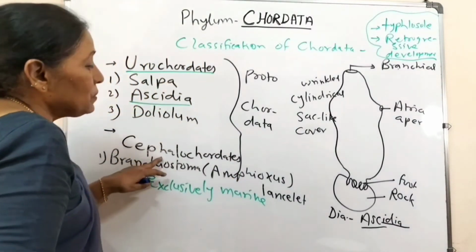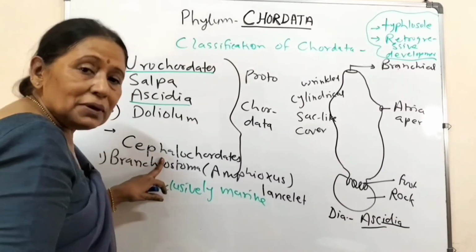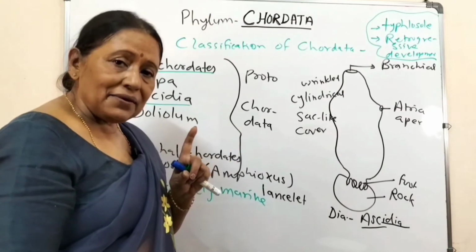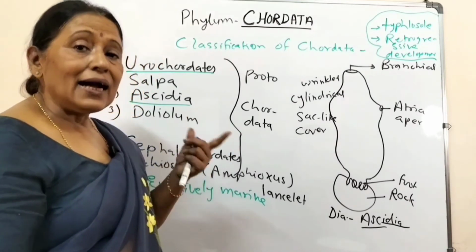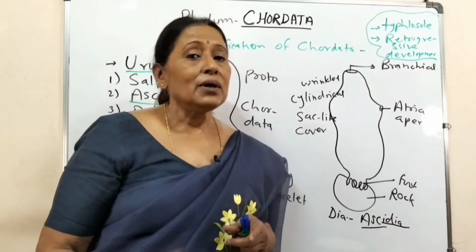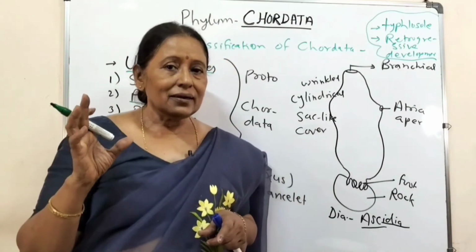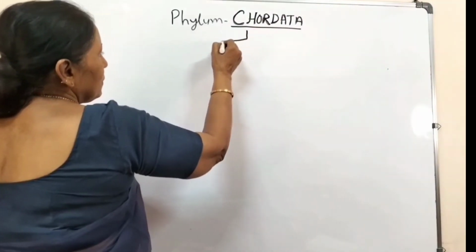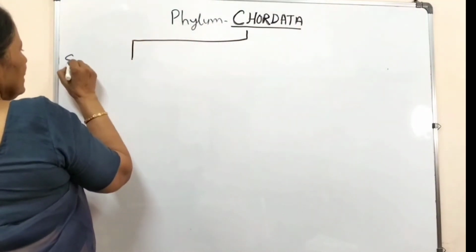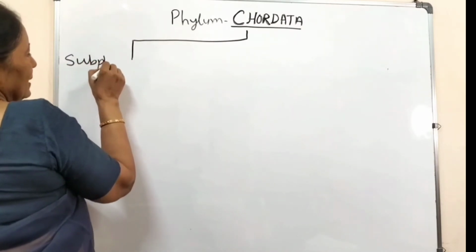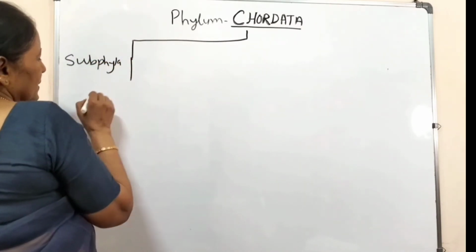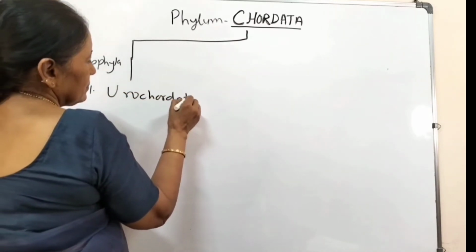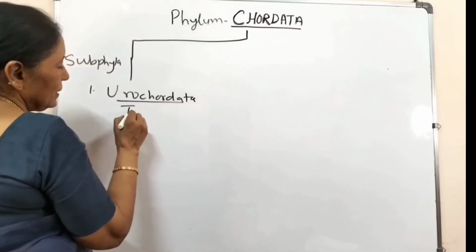Now, when you come to Cephalochordates, they are also marine. They have the notochord throughout their life. And the hypothetical diagram which we studied in the beginning resembles this Cephalochordate. This phylum Chordata is divided into 3 subphyla. First is Urochordata, also called Tunicata.